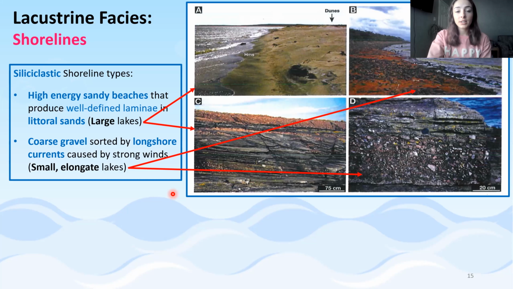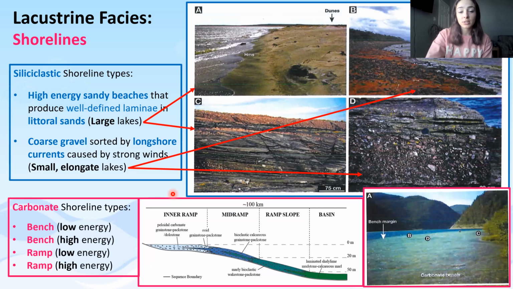The outcrops shown here in C and D show the two types and their differences in stratigraphy when seeing them in an outcrop. We can see the well-defined sand-rich laminae in C is very different than the coarse-grained massive structures seen in D. The second major type of shoreline that we're going to be talking about is carbonate shorelines.